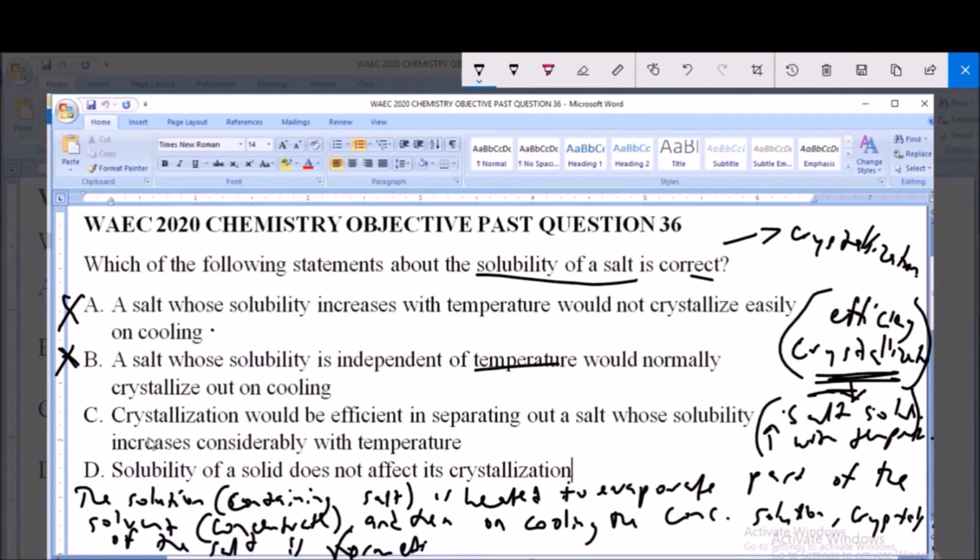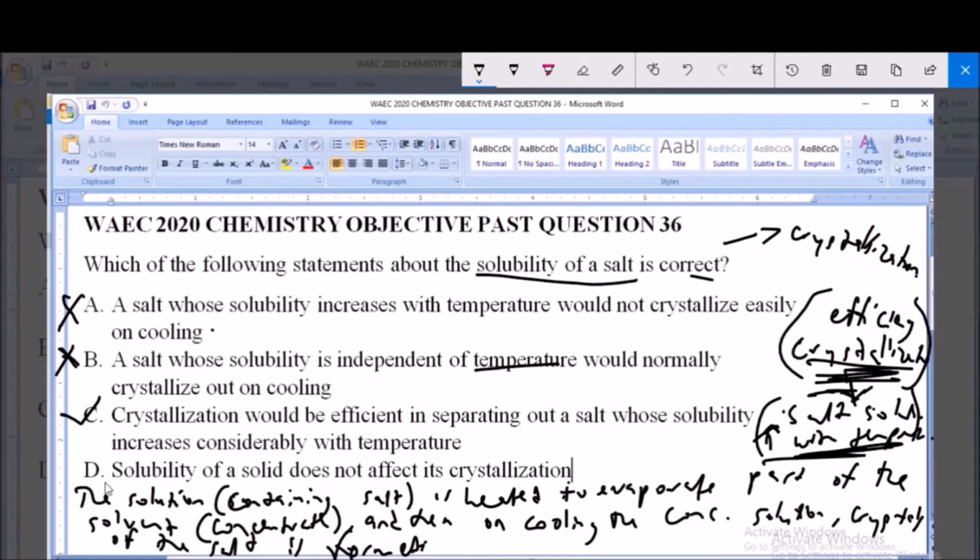Now, option C: crystallization would be efficient in separating out a salt whose solubility increases considerably with temperature, is correct. As we have rightly said, the efficiency of crystallization is based on the change in salt solubility with increase in temperature. So if a salt's solubility increases readily or considerably with temperature, it will be much more efficiently crystallized. So that is what is represented here by option C, and that is why it is correct.